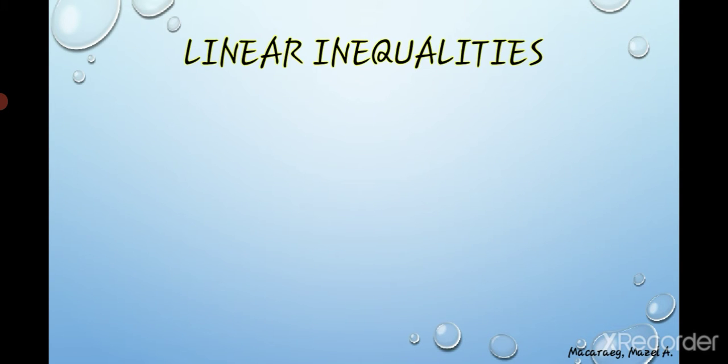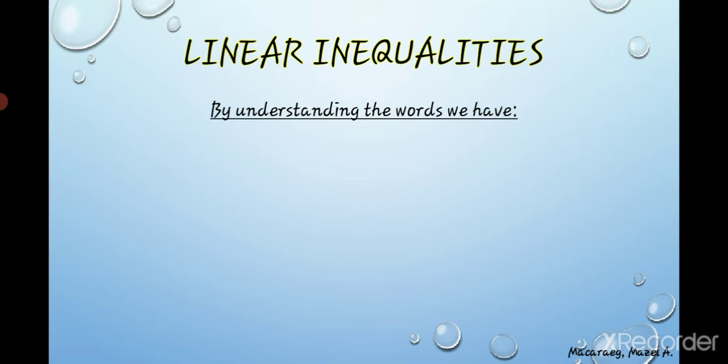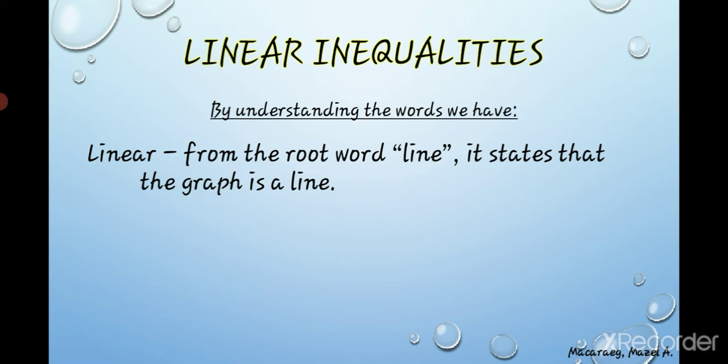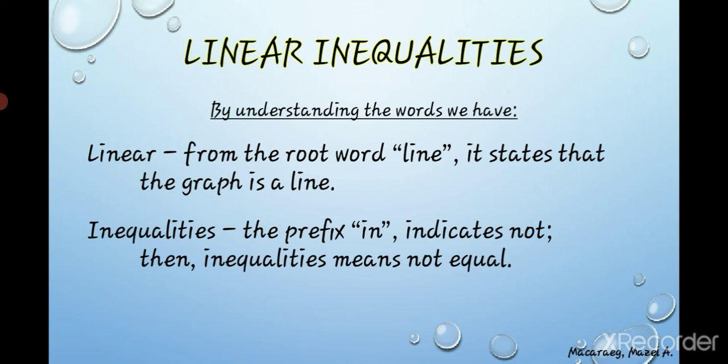First, let us define what is a linear inequality. By understanding the words, we have linear from the root word line. It states that the graph is a line. Inequalities, the prefix in indicates not. Then inequalities means not equal.